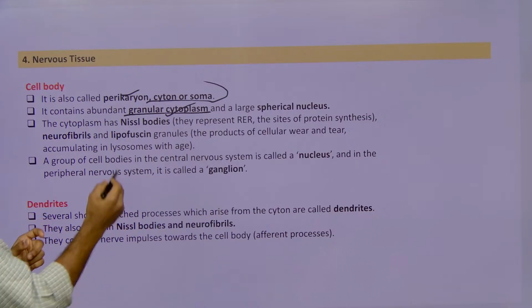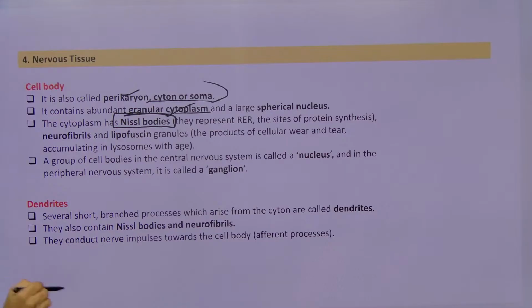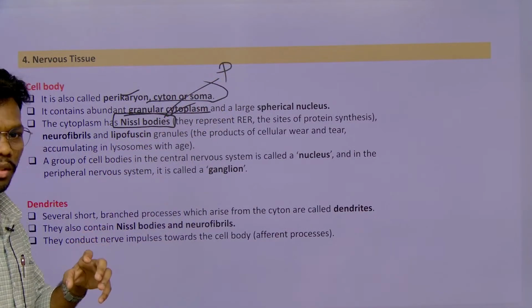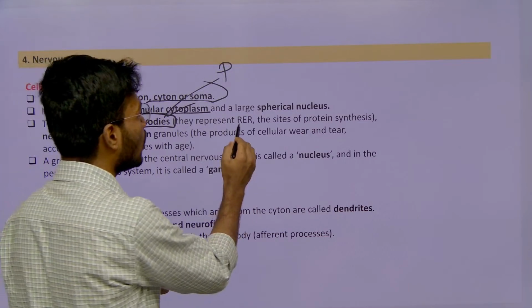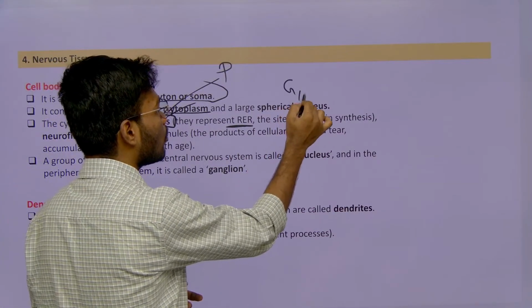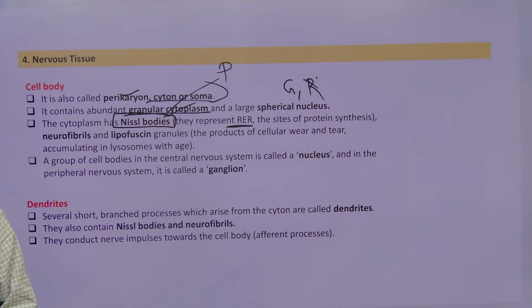It contains a very important one, called what? Nissl bodies. Nissl bodies are nothing but what? Proteins. Whenever proteins are synthesized, there should be protein machinery. What is the protein machinery? RER, rough endoplasmic reticulum, and the Golgi complex and ribosomes, all are coming under this protein synthesis machinery.